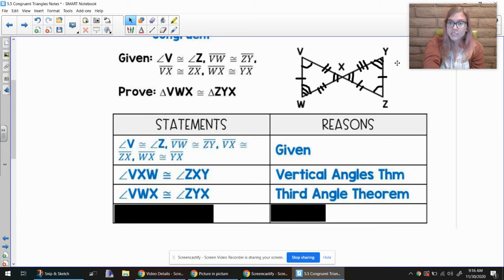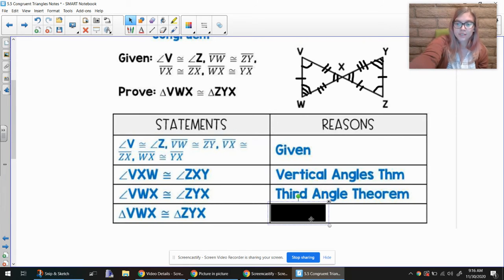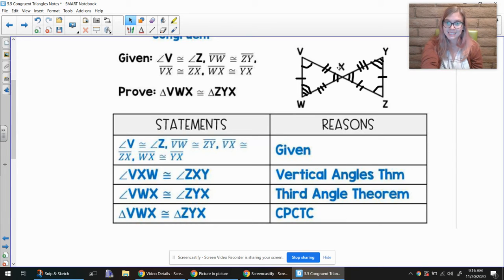Now I've shown that every single part of these two triangles is congruent. So that tells me that the triangles themselves are congruent because of CPCTC. I have all of the corresponding parts in both triangles. They are all matched up and congruent. Therefore, the triangles themselves are congruent.